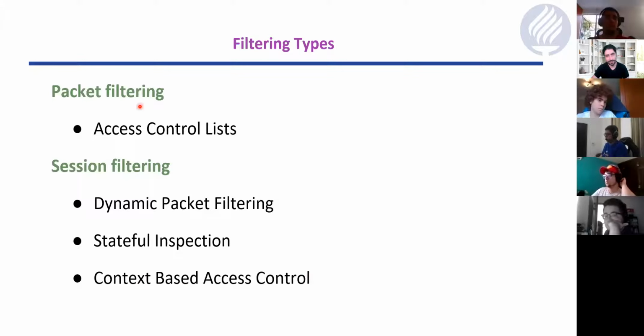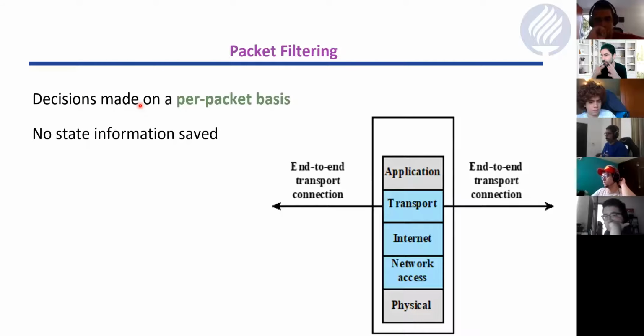So in packet filtering, you just look at the packet itself. You start inspecting each single packet that's coming through or passing through the firewall, and you decide based on the content of the packet. So there is no state information saved. You don't have the state of the connections. You're just making the decision based on each packet.